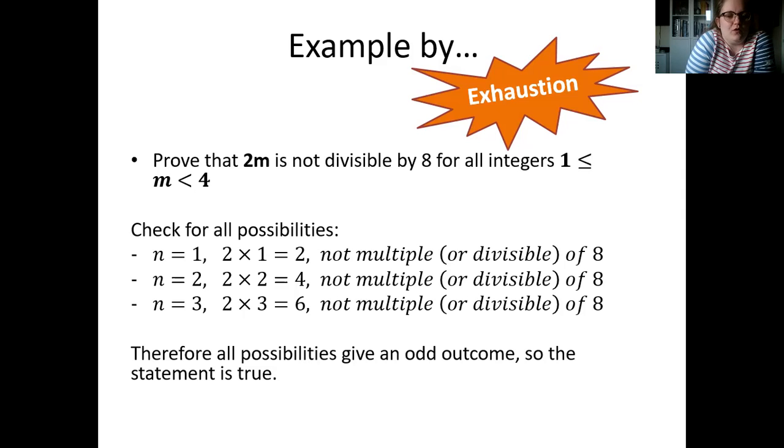So n equals 1. So 2 times 1 equals 2. Well, 2 is not a multiple or divisible of 8. N equals 2. 2 times 2 equals 4. Not a multiple or divisible of 8. And then finally, n equals 3. 2 times 3 equals 6, which is not a multiple or divisible of 8. We're not doing 4, remember, because it doesn't have the equals to symbol under our less than. So therefore, all possibilities give a non-divisible outcome, so our statement is true.